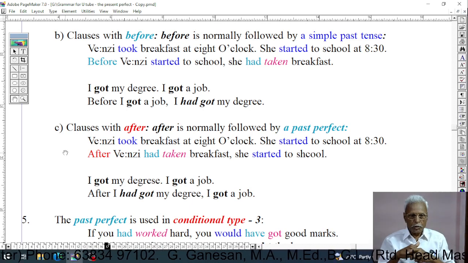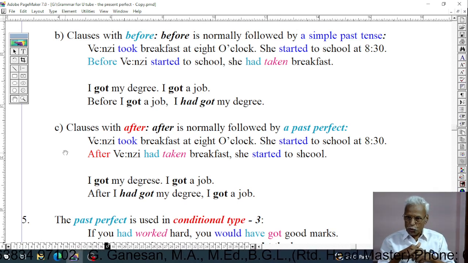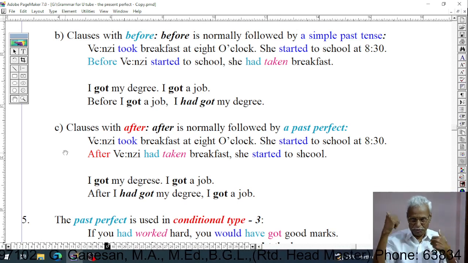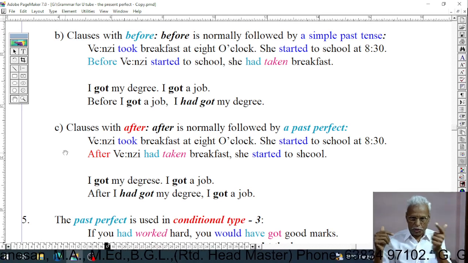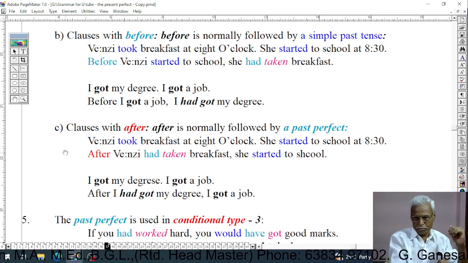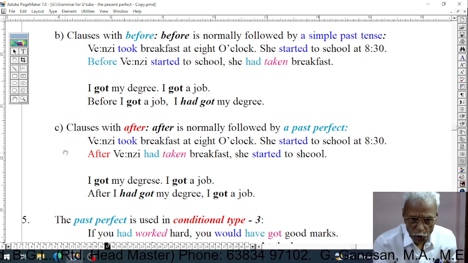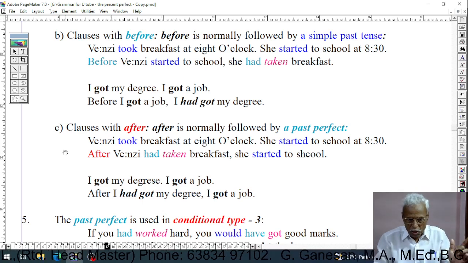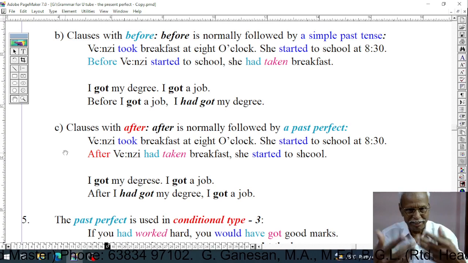You see, Vernie took breakfast at 8 o'clock. She started school at 8:30. The reverse of the before. After Vernie had taken breakfast, she started school. The first action, after, past perfect. The second action, simple past, main. I got my degree. I got a job. After I had got my degree, I got a job. As I had done earlier.